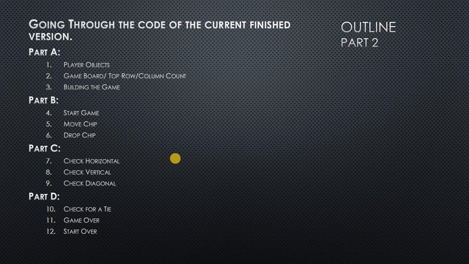Part A is more the setup of the game, how to get the pieces in order so you know what we're working with. Part B is getting the actual game going. Part C is checking to see if there's a win. In Part D, we wrap up the game being finished and being able to start over and play again. So shall we get started then?